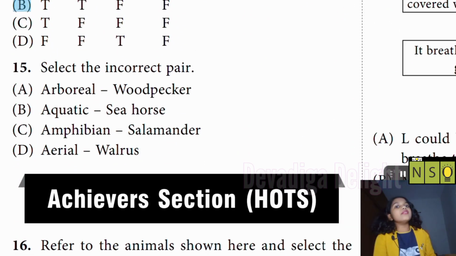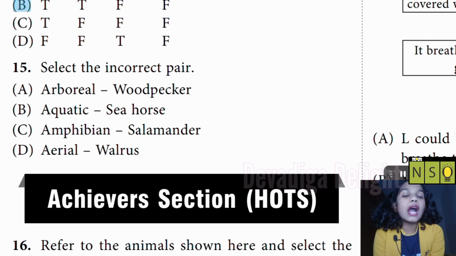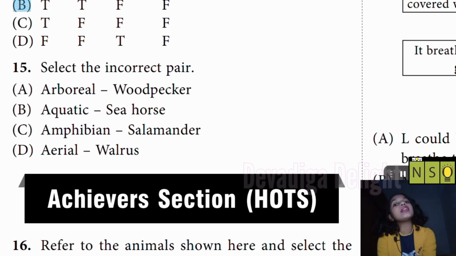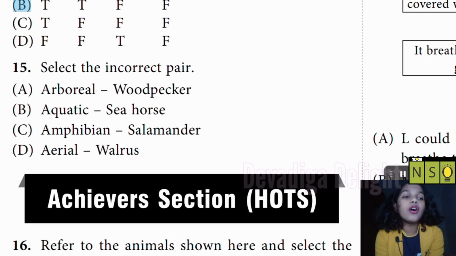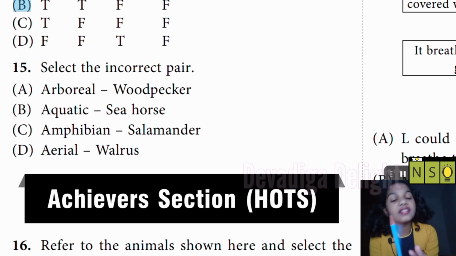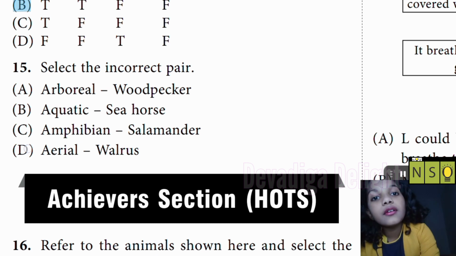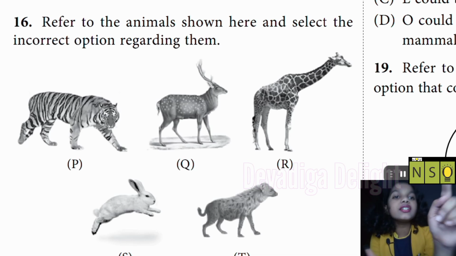Now let's see the 15th one. Select the incorrect pair. Arboreal woodpecker, correct. Aquatic seahorse, correct. Amphibian salamander, correct. Aerial walrus, no. Walrus is a mammal, but it comes on land and water. So it is a mammal that lives in water, just like a whale and dolphin. It breathes through its lungs, so that does not make it aerial, because a walrus does not fly. Yes. Now next one is achiever section.